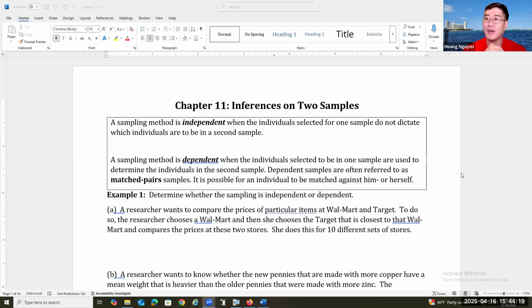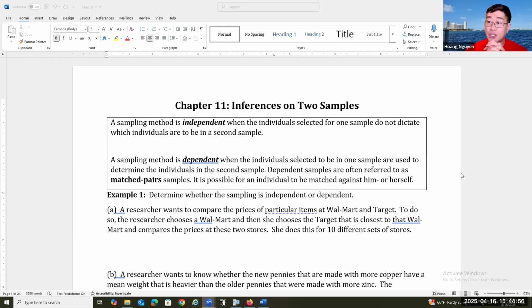So in this recording, we're gonna take a look at chapter 11, or more specifically, section 11.1. So what's the idea for section 11.1? The idea of chapter 11 is that it's going to be about inferential statistics regarding two population parameters using two samples.